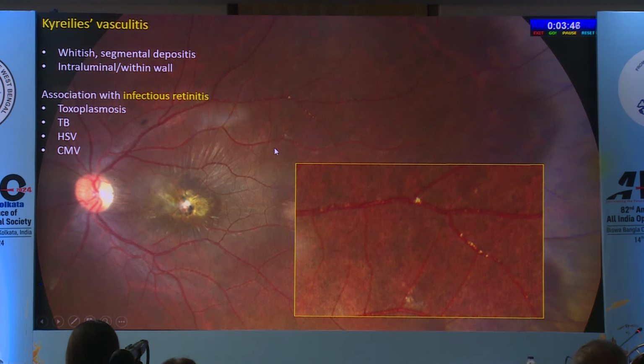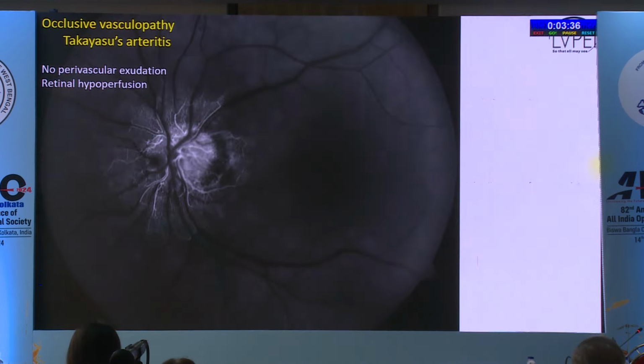Instead, they come up when the retinitis, which could be due to toxo or TB or CMV, is resolving. That is the stage when you see this kind of Eales vasculitis.